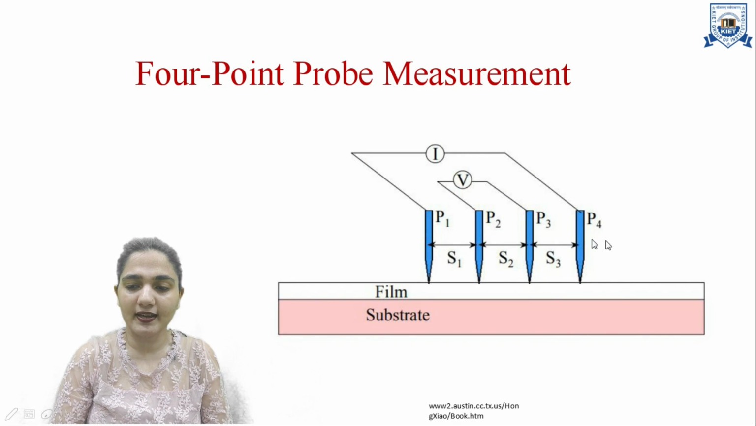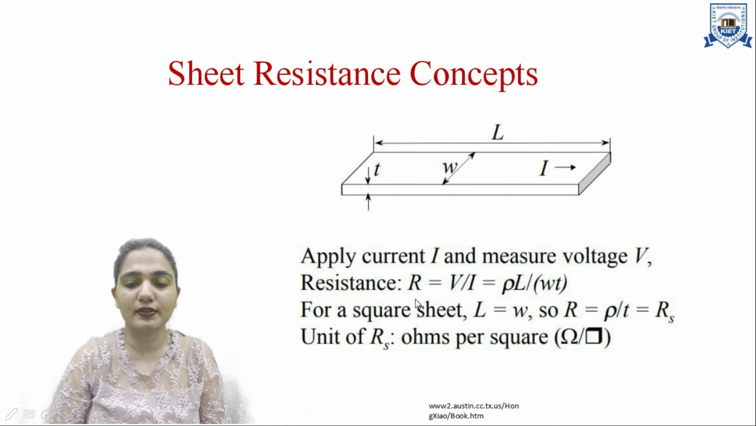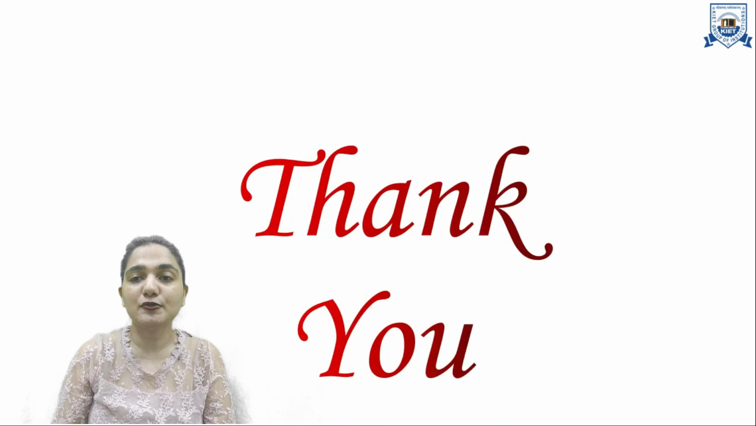So you can see here, this is the 4-point probe. Here we have connected the voltmeter to the inner probes, P2 and P3, and the ammeter is connected to P1 and P4. So we will be calculating the sheet resistance with the help of this. We have already talked about it. So now I hope you understood each one of these things.